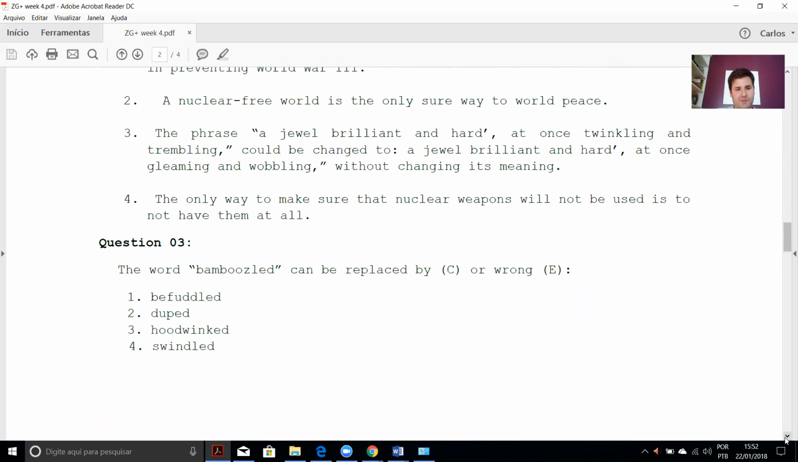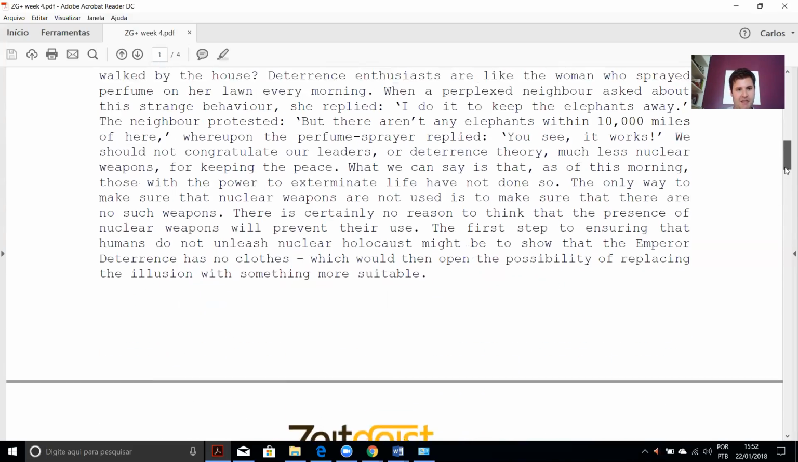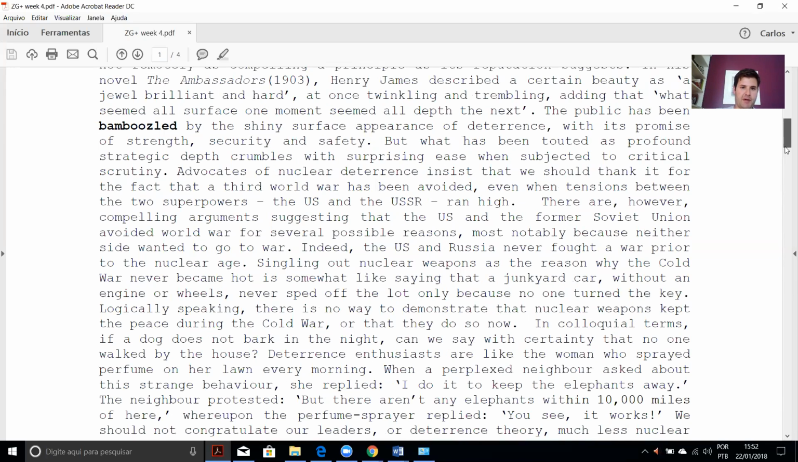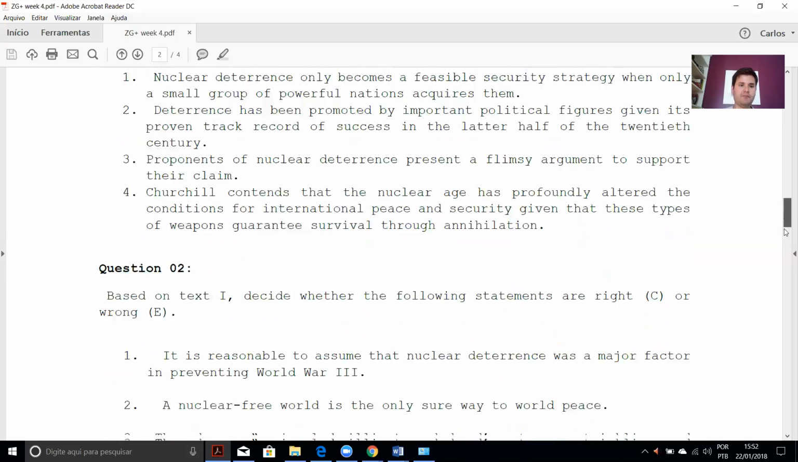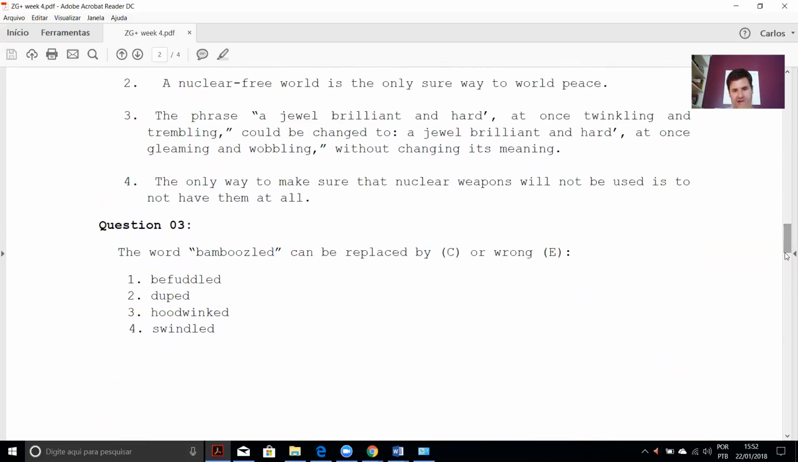But these ones are even worse because if you have no idea what the original word meant, then you're going to miss out on a whole point here, because you never guess in these questions. You might get it completely wrong. Okay. So the word bamboozled is here in bold typing. The public has been bamboozled by the shiny surface appearance of deterrence. You can get it from context as well if you analyze it. The word bamboozle has also the meaning of being tricked.